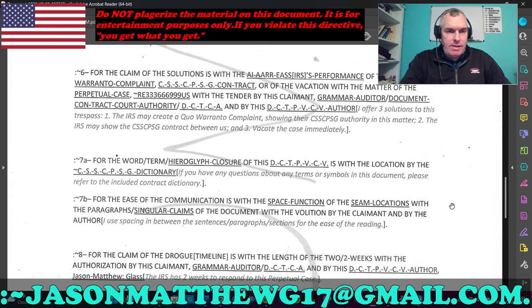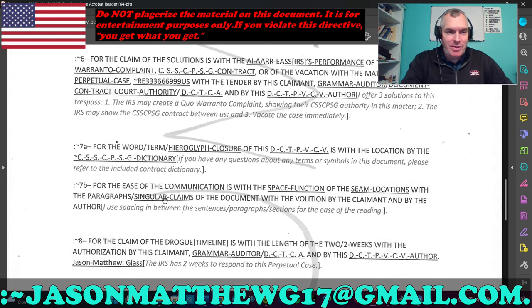Okay, 7A is for the word, term, hieroglyphic closure of this document contract, with the location by the dictionary. If you have any questions about any terms or symbols in this document, please refer to the included contract dictionary, which would necessarily be included with the document. There would be a dictionary. That's where you get your closure. And it's a correct sentence structure dictionary.